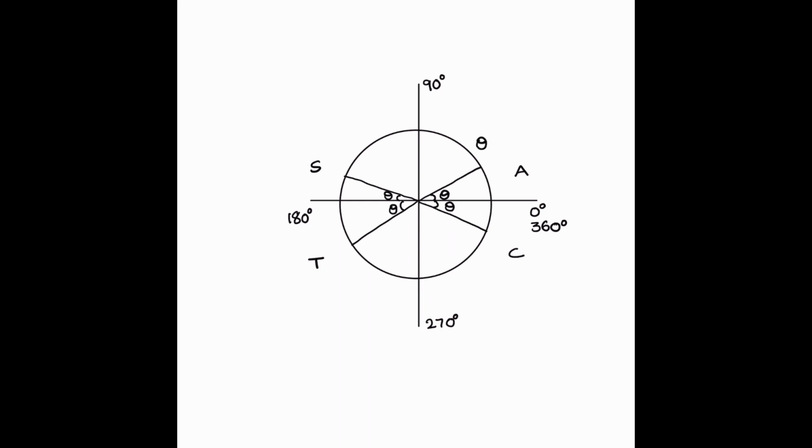The value of the angle in the first quadrant is theta, and in the second quadrant the value of the angle will be 180 minus theta. In the third quadrant the value of the angle is 180 plus theta, and in the fourth quadrant the value of the angle is 360 minus theta.